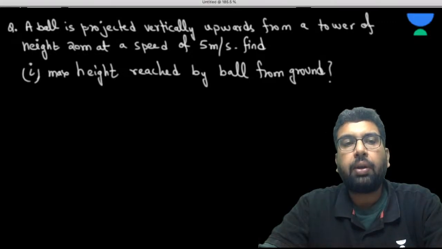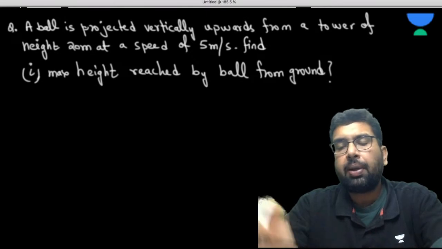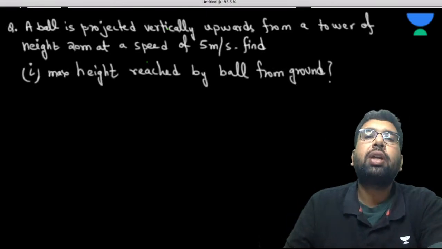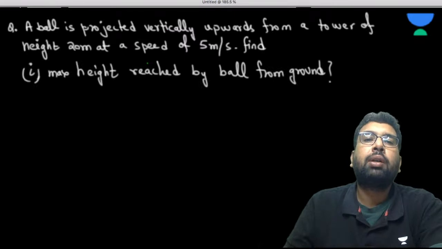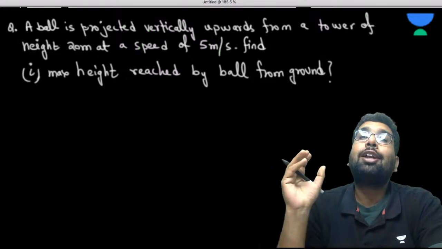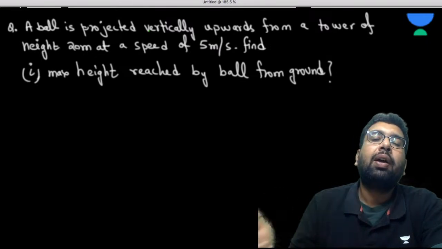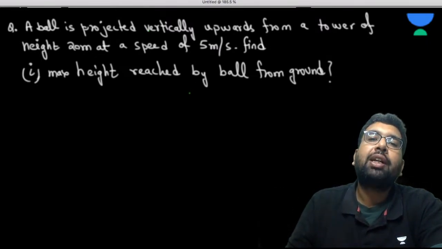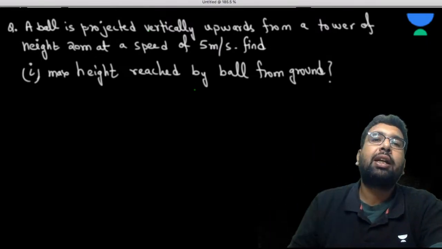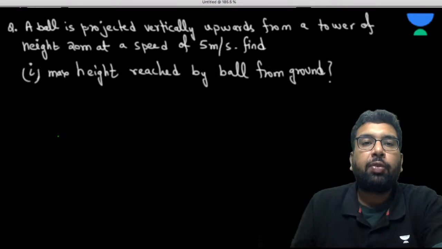Okay, I'll do it. So this is the first part. I'll come up with the second part also. Let's understand this. So our ball is projected vertically upward from a tower of height 20 meter at a speed of 15 meter per second. So projected vertically upward, otherwise it would have become projectile motion. So it is projected like this, vertically upward from a tower of height 20 meters. So let us make one tower.